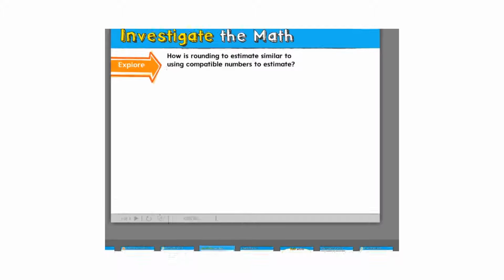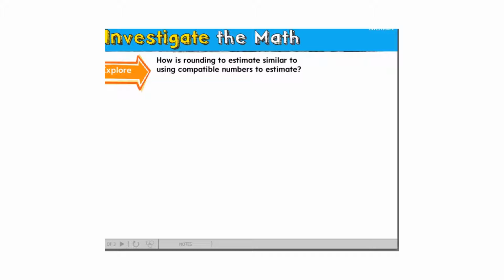There it is. Okay. So here is our question for Investigate the Math. How is rounding to estimate similar to using compatible numbers to estimate? So let me tell you the difference between those two things. Keep listening. Remember, we made a deal. You're going to listen the entire time I'm talking. I want to make sure you understand this.